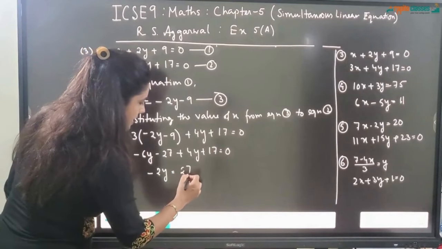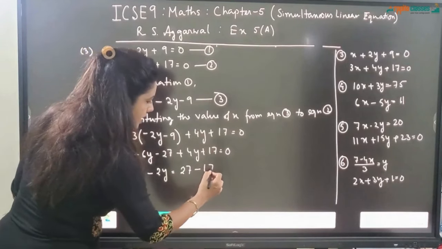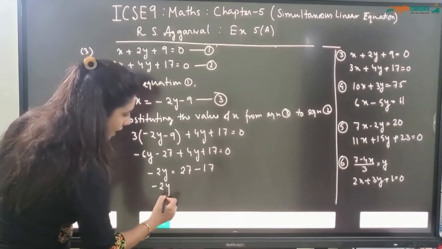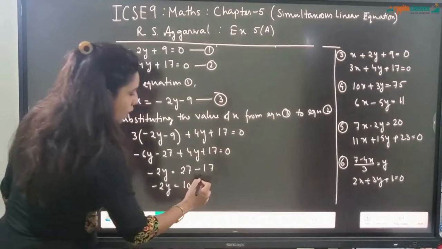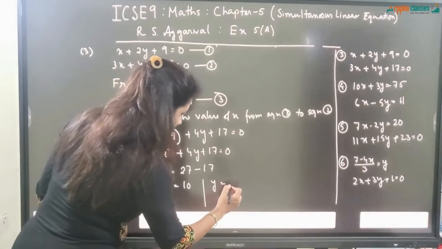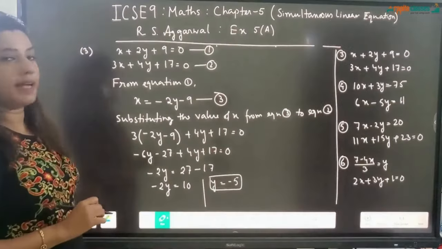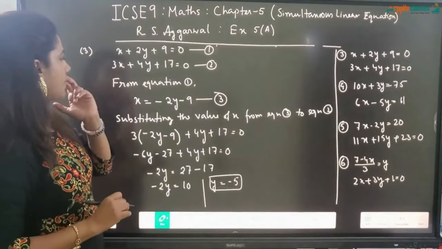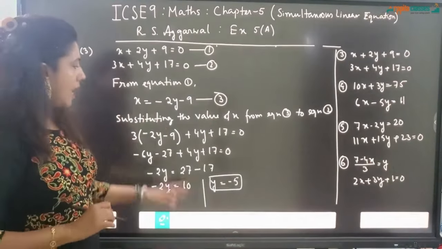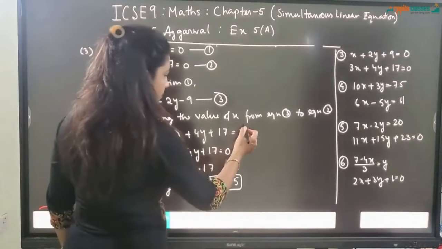27 I will send this side, also 17 I will send this side. So minus 2y equal to 10, or from here I get y is equal to minus 5. So once I get the value of y, I can put it in either of these three equations to get the value of x. I'll put it in equation number 3.